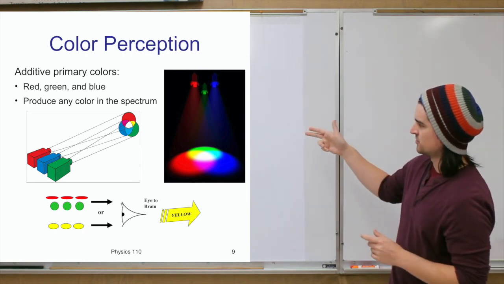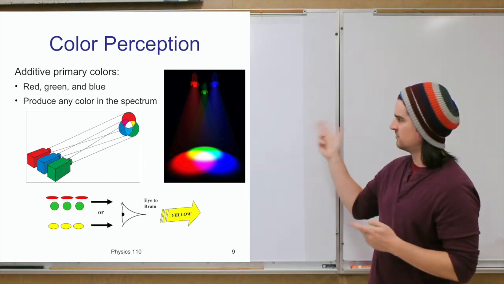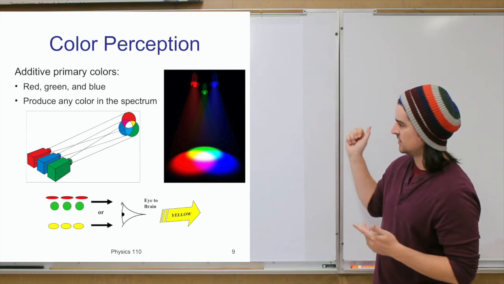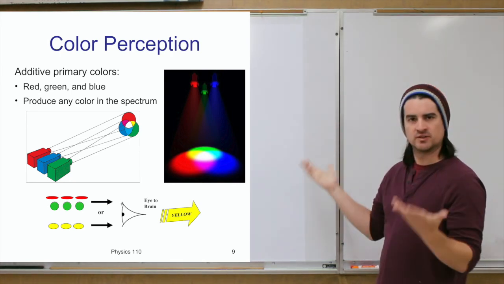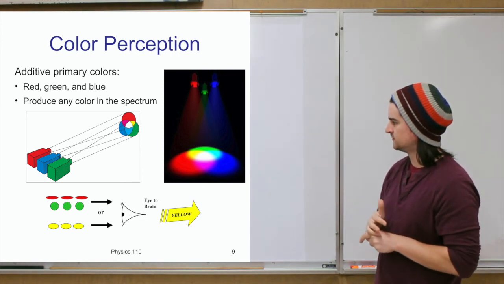The same picture is shown here, a little bit more realistically with theater lighting, where you have red, green, and blue lights, and with those lights you can essentially create whatever colors you want overall.